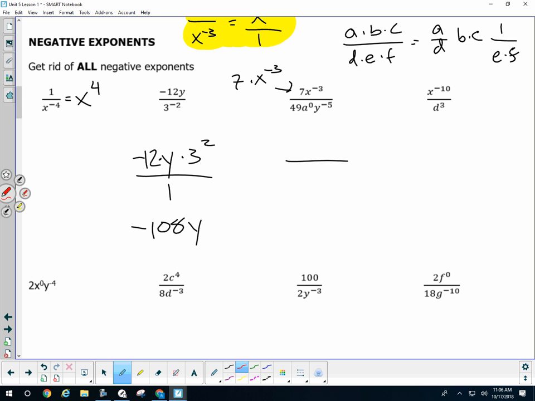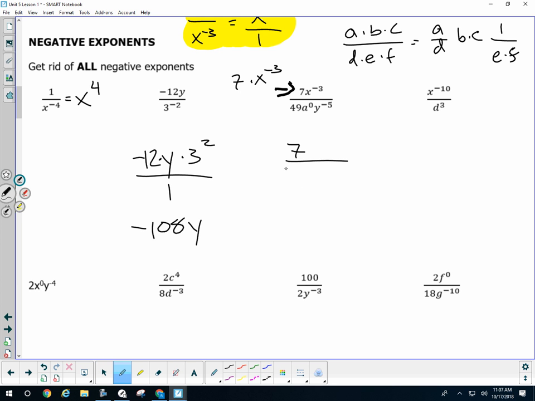If it had a parenthesis around the 7x, then you would move the entire 7x. But it doesn't. Order of operations says we're going to deal with the exponents first before we deal with the multiplication. So I would move the x to the -3rd, leave the 7. This is important. 7 stays.